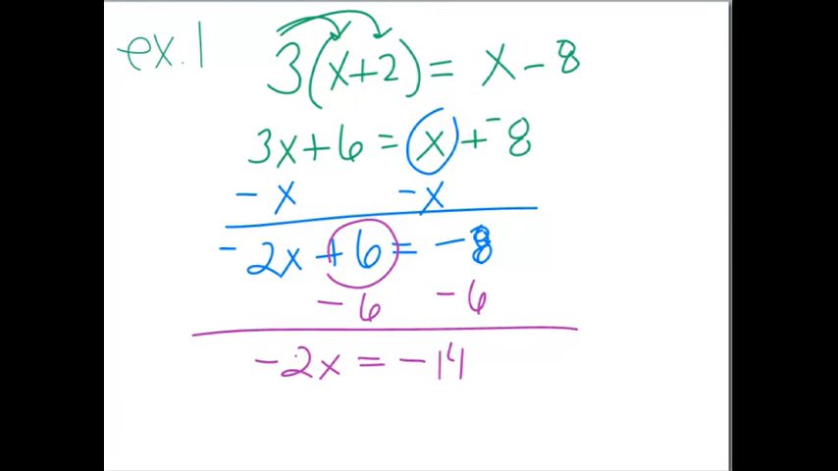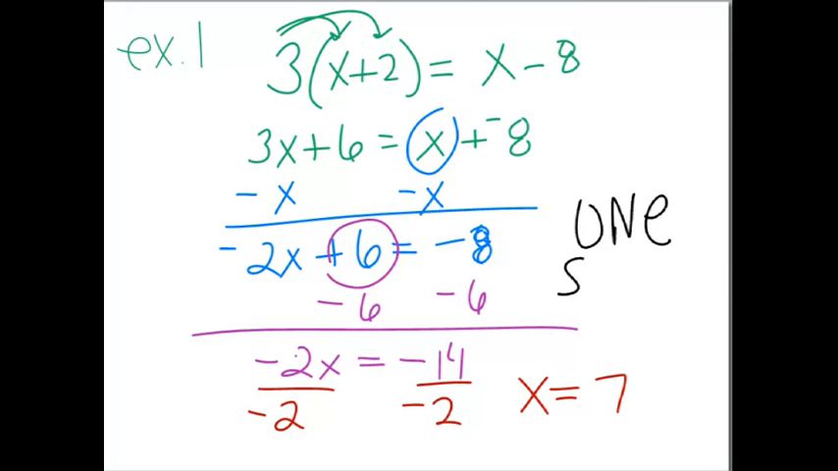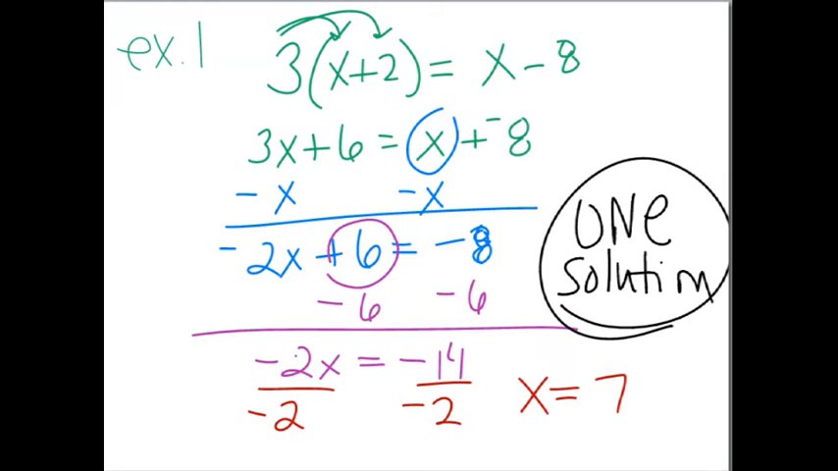Last step says eliminate the coefficient. The coefficient is the number multiplied by the variable. I undo it with division, and my answer is x equals 7. So this would mean I have one solution because x, the variable, equals a number.